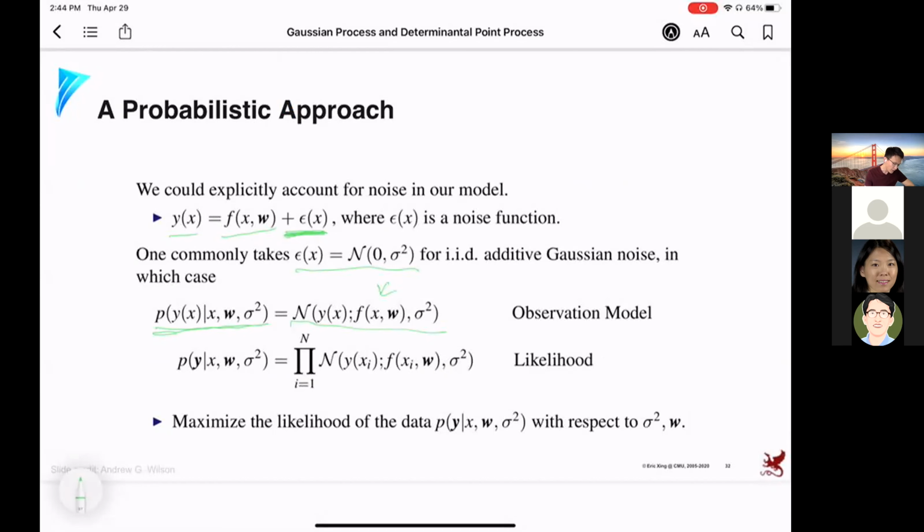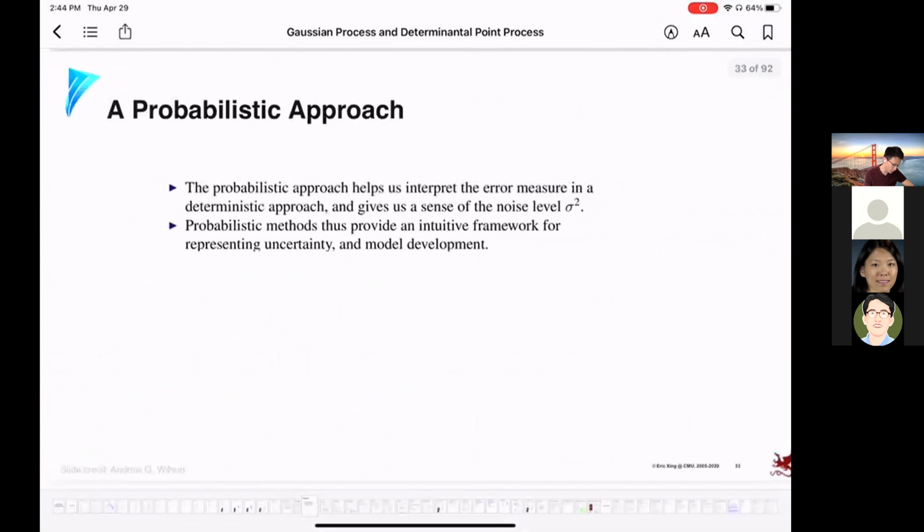And then if I consider all the data points I have observed, I can also come up with a likelihood of all of the data points, just by multiplying everything together. So I can have this likelihood. In this case, I don't need to have an explicit loss function anymore, say mean squared error. What I do is just tune my parameters to maximize the likelihood here. This is the probabilistic approach.